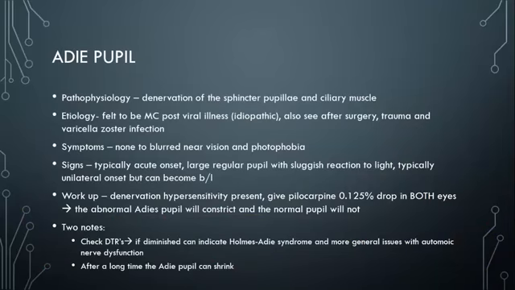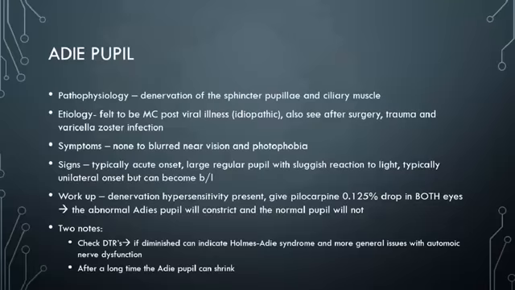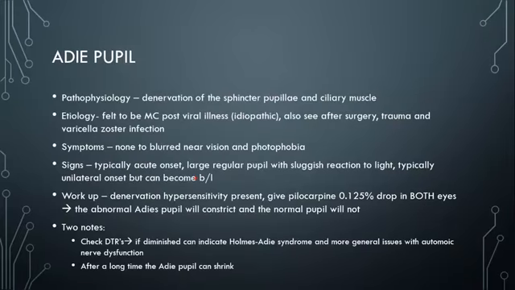All right, so the Adie pupil is getting its own little section here, because we're not going to really talk about it in any other talks. And so what is it? It's you lose the innervation to the sphincter and the ciliary muscle, which is part of the reaction that we've been talking about. It's most commonly post-viral, which is generally thought to be sort of idiopathic.